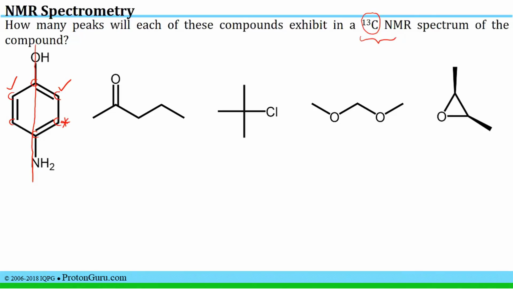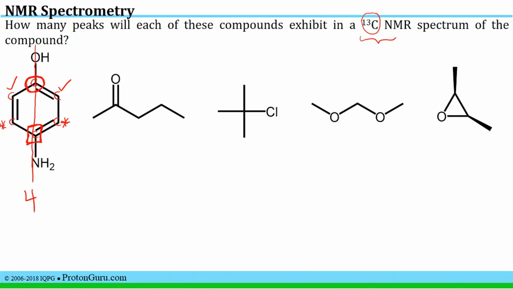This carbon and this carbon are also related by reflection through that symmetry plane. And then we have this carbon that's laying on the symmetry plane that's unique. And then we have this carbon here at the bottom that I'm putting a square around. So we should have 4 signals for this molecule.